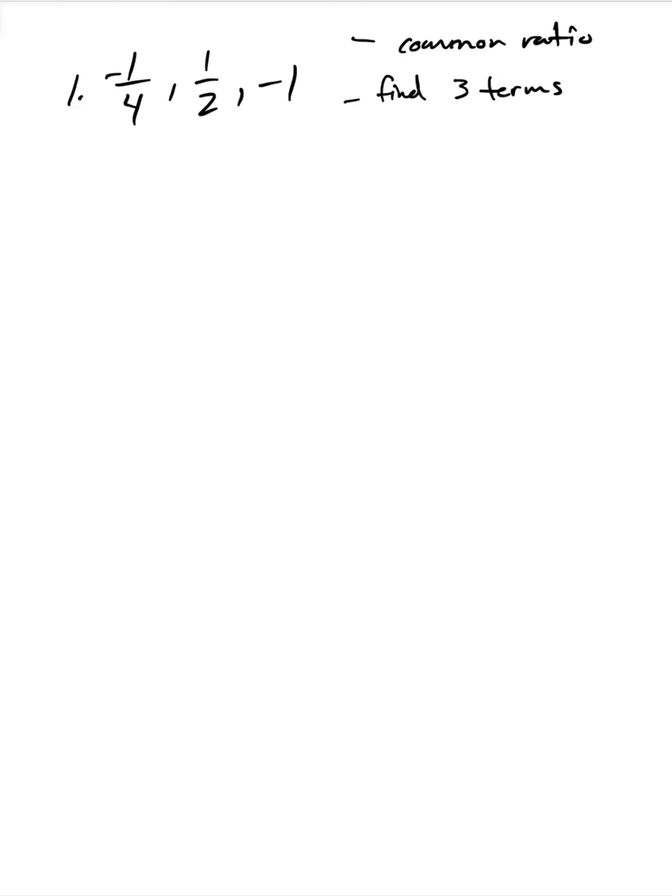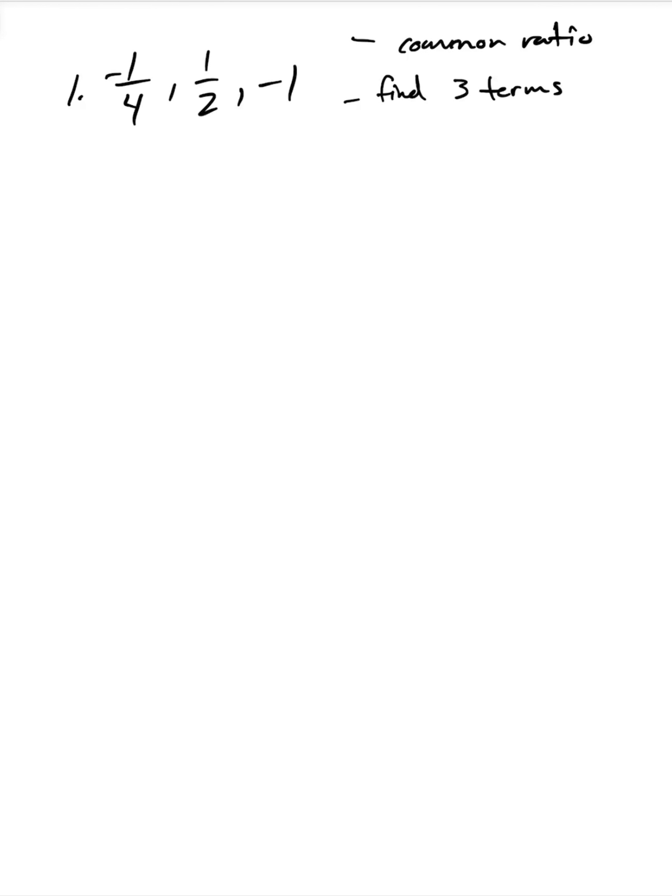Alright guys, so starting off on 10.3, we're looking at number 1. We're being given this sequence of terms, negative 1/4, half, and then negative 1. We're being asked to find the common ratio, and then to find the next three terms. So let's go ahead and get started.